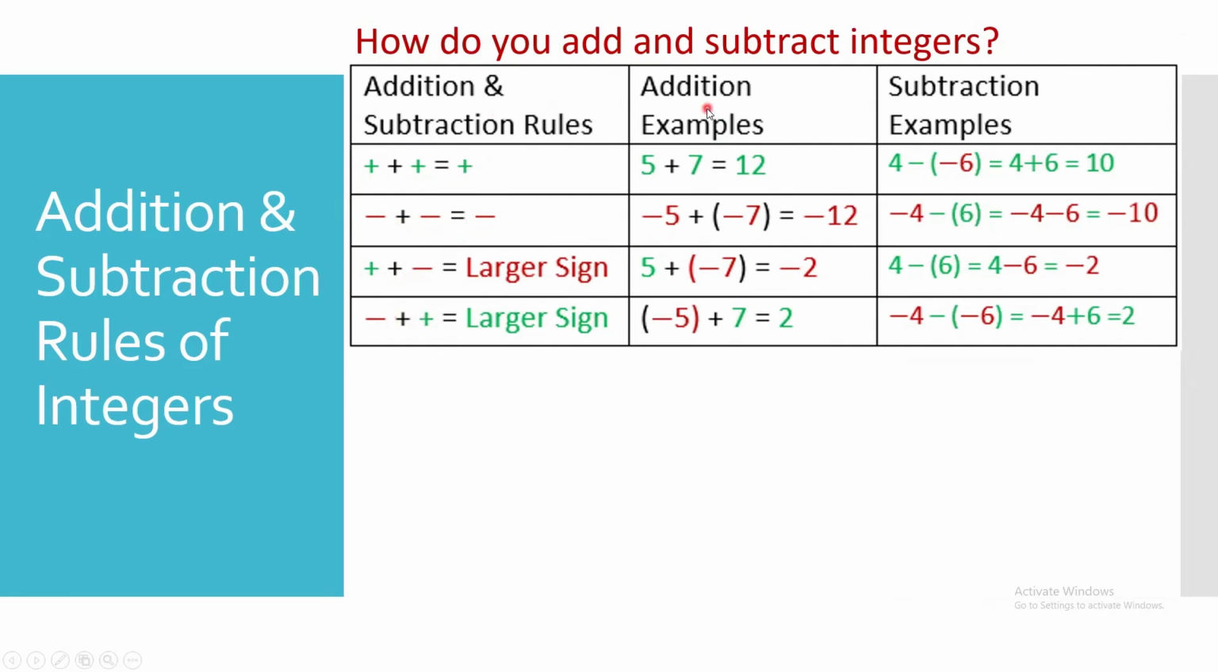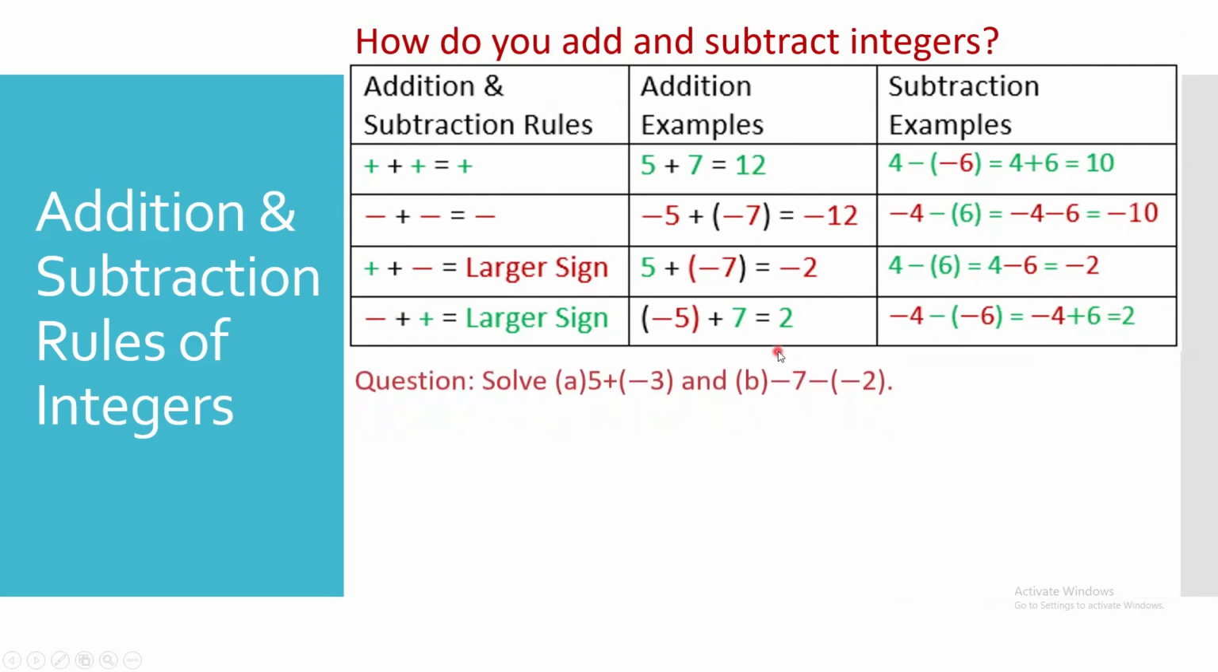Here you also see examples of addition. 5 plus 7 is 12. Minus 5 minus 7 is minus 12. 5 minus 7: minus 7 is the greater absolute value, so it will be minus 2. And minus 5 plus 7 will be plus 2. For subtraction problems, first you have to remove the bracket, and after removing the bracket, you check the signs. Like here, minus times minus is plus, so 4 plus 6 is 10. Minus 4 minus 6 is minus 10. 4 minus 6 is minus 2. And minus 4 plus 6 is plus 2, because the larger number is 6.